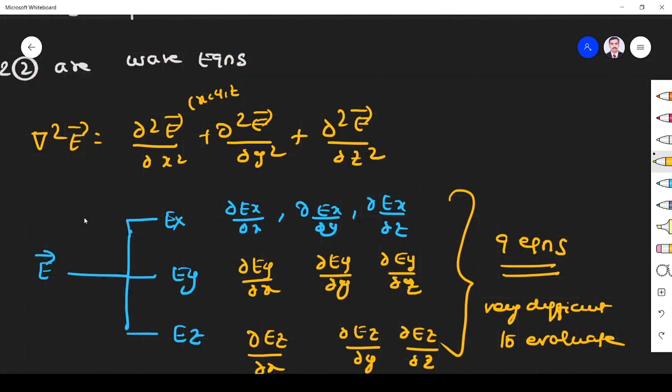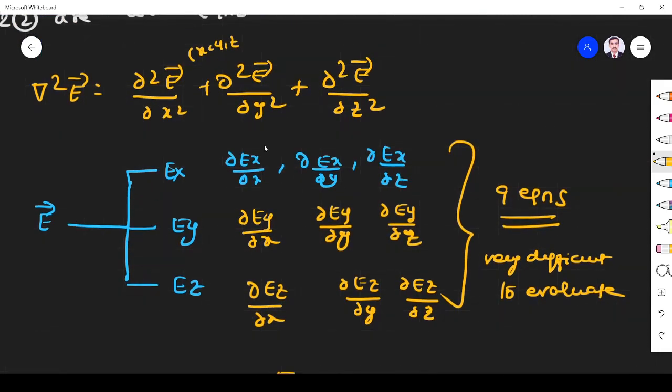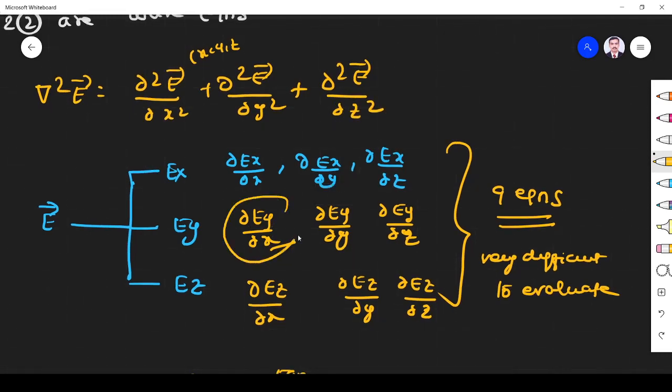If you write del squared E, it has 9 parts, because del squared E is 3. For each equation, we have 3 sub equations. So totally 3 plus 3 plus 3, 9. Now we take it as propagating in x direction and it has only y component. Fine, this is what we have taken.